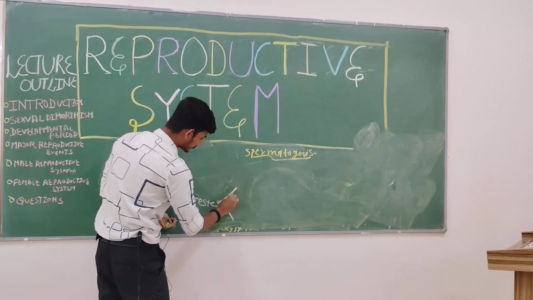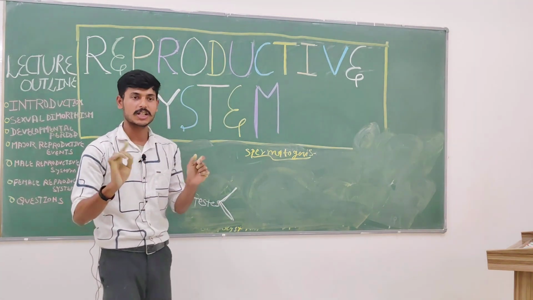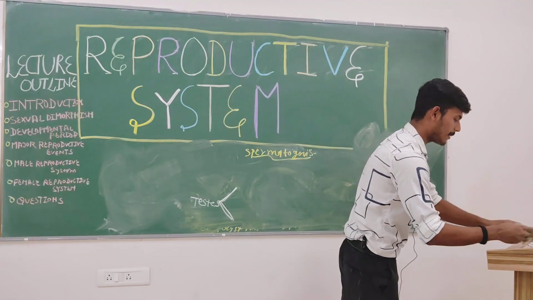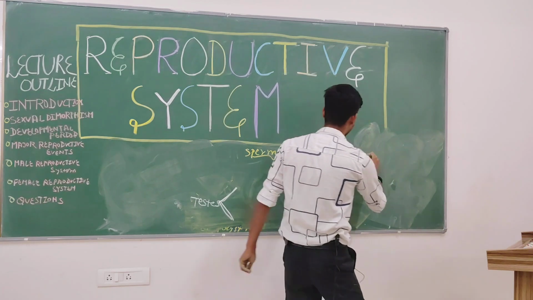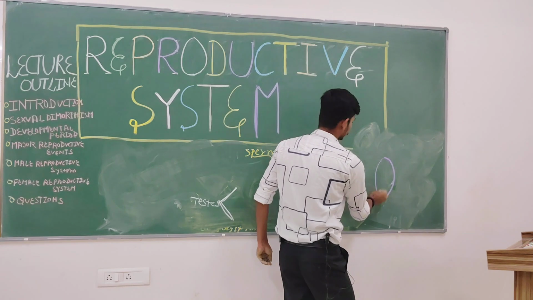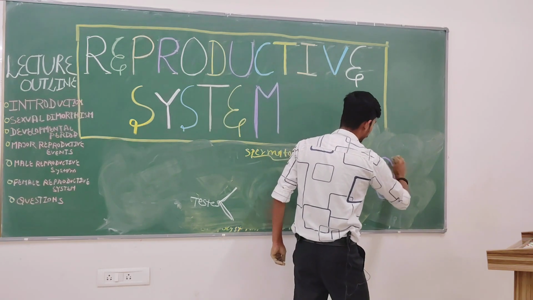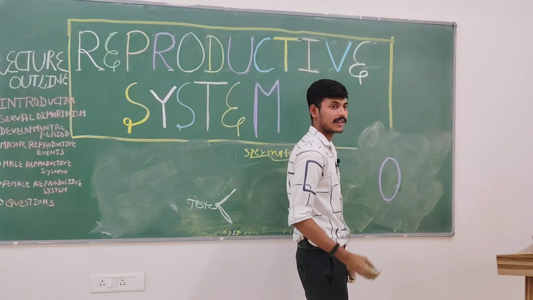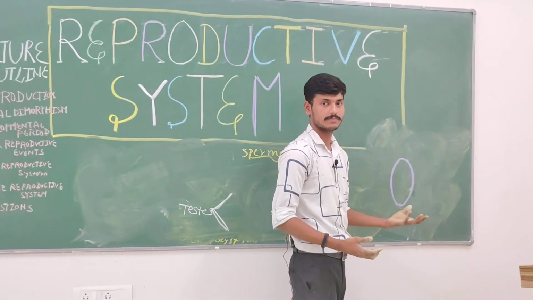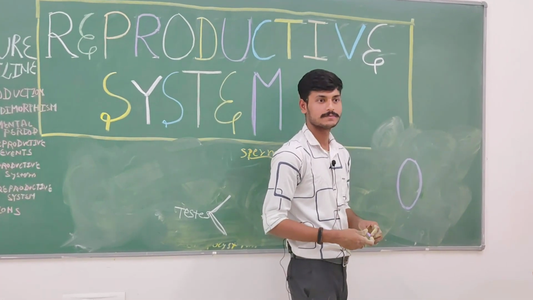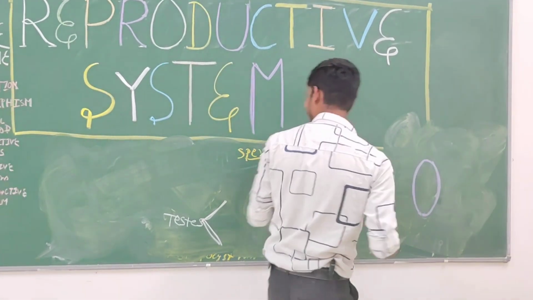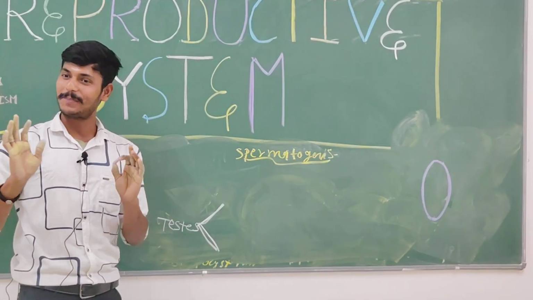Testes have seminiferous tubules. Do you know it? Okay. Let me draw the diagram of the testis. See. Testes are basically oval in shape, walnut shape or ovoid in shape. How many testes do you have? 2. Testis is a paired organ.